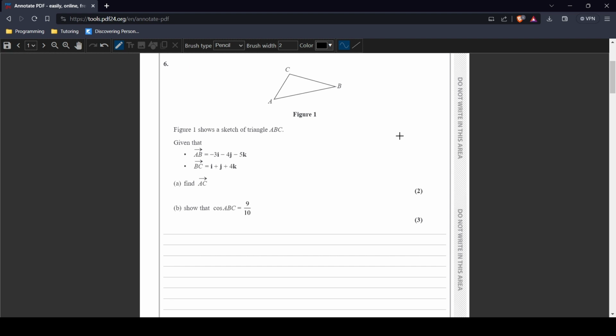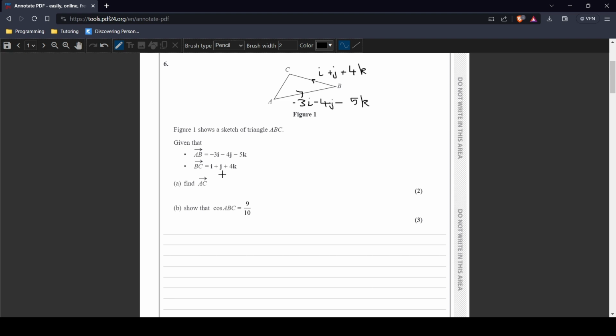So the first question we're going to be doing, we have a triangle ABC. We have the vector AB is minus 3i minus 4j minus 5k, and the vector BC is i plus j plus 4k. So part A, we want to find the vector AC.